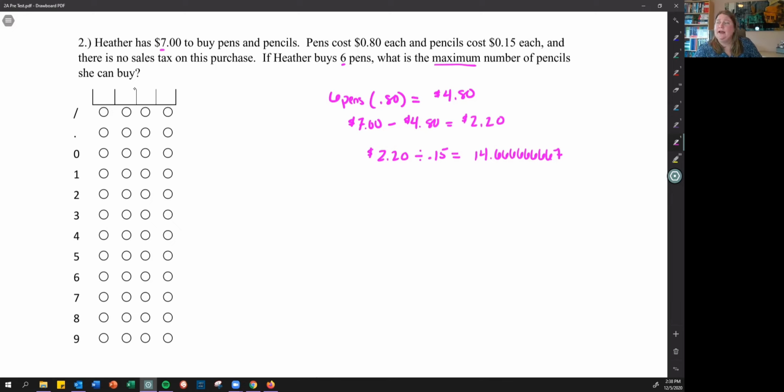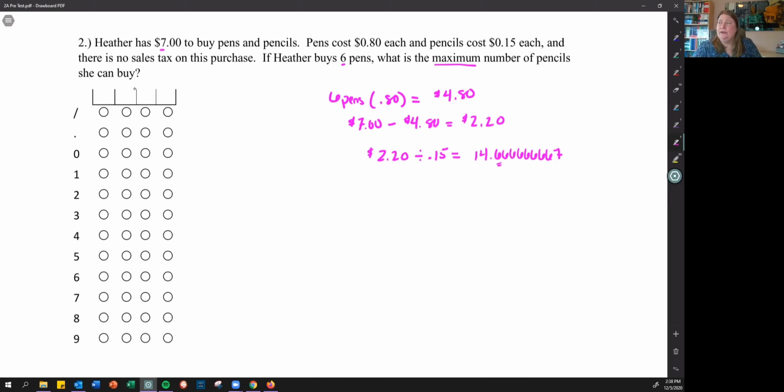The regular rules of rounding say that I should round up to 15 because the number after the decimal place is bigger than 5, right? But we have to think about the word maximum and what it means in the real world. So in the real world, if you have enough for 14.5 pencils, do you think they're going to give you 15 pencils? Right? You need to be able to pay the full amount. And if we are shy by just a little bit of money, they're not giving you that last pencil. So I think the real world situation here tells us we must round down.